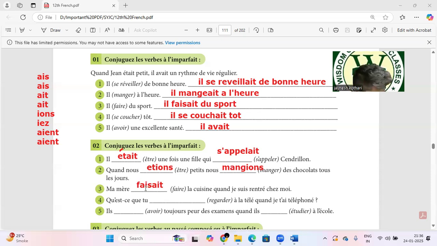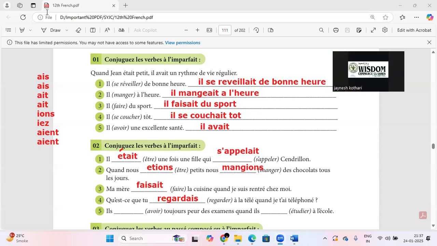Next. You remove ONS and then put AIS. What were you watching on television when I called you? So that sentence, my mother used to cook when I returned to my place. It should be my mother was cooking the food when I returned to my place.